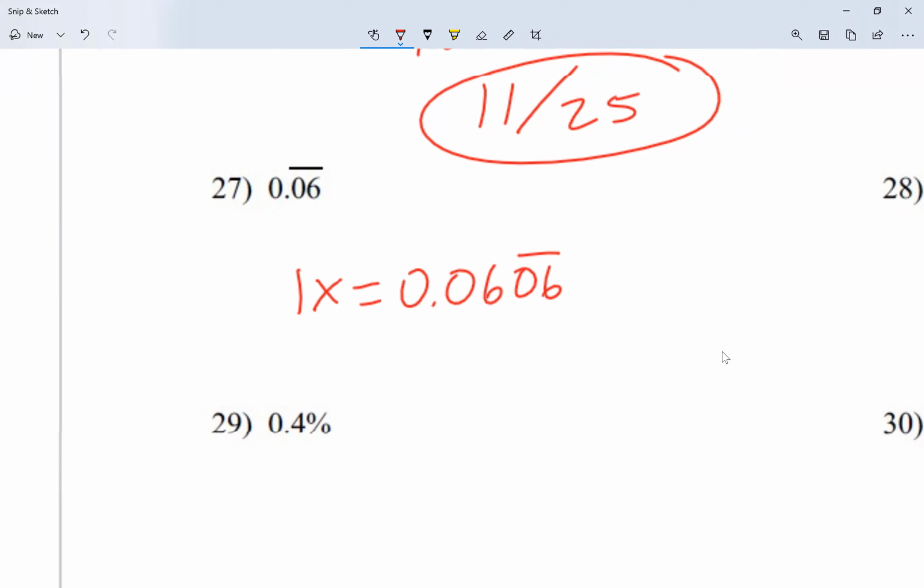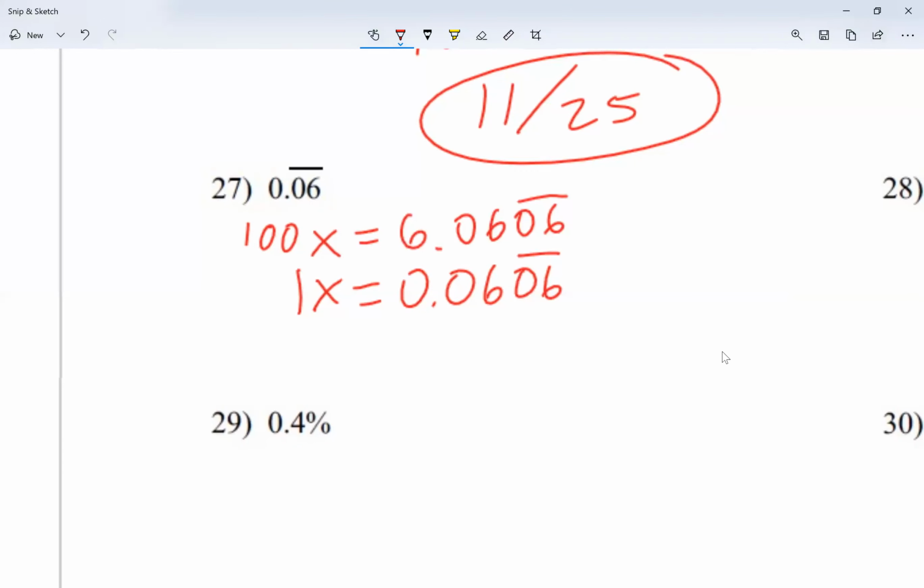Now, one cool thing. Let me multiply this by 100. So I'm going to say 100x. I'm going to choose 2 zeros. I could have multiplied this by 10. I could have multiplied by 100. I'm going to choose 2 zeros just because two digits are the numbers that keep on repeating. If I had one number repeating, I would have multiplied by 10. But I'm going to choose 100. Now, what happens when we multiply by 100? Then we move the decimal 2 places to the right. So that gives me 6.0606 on and on and on and on.